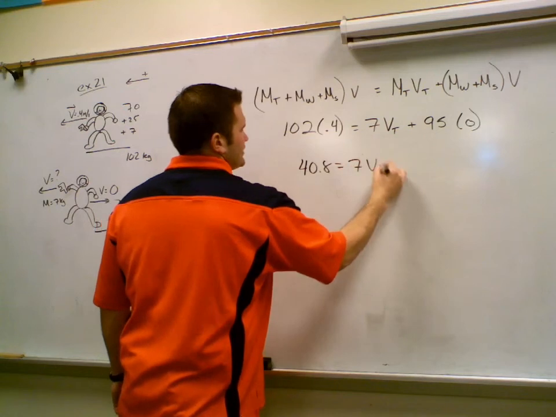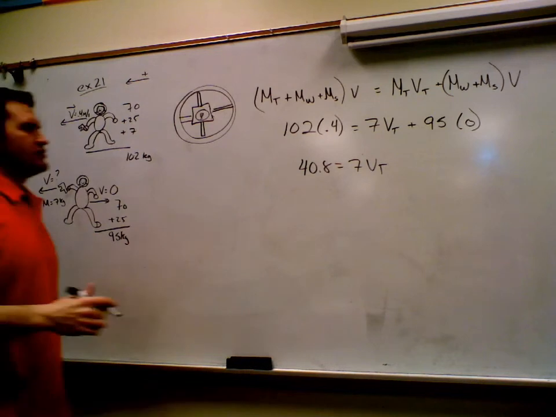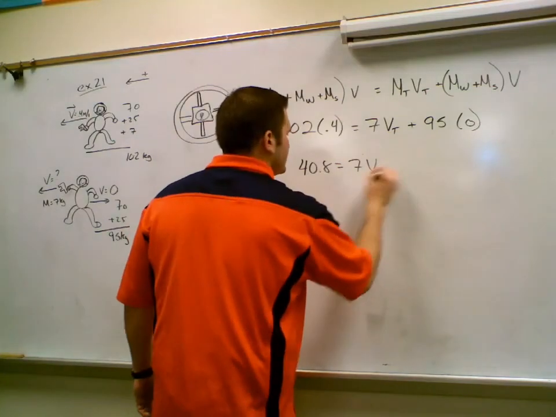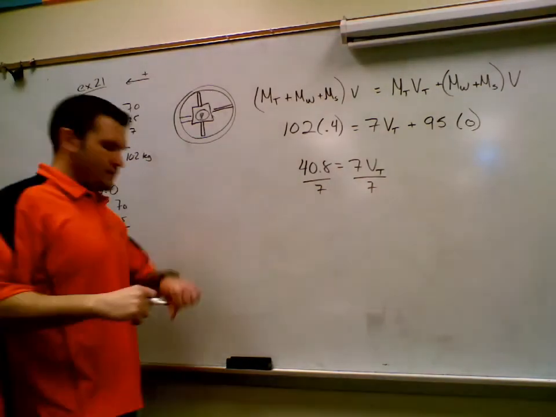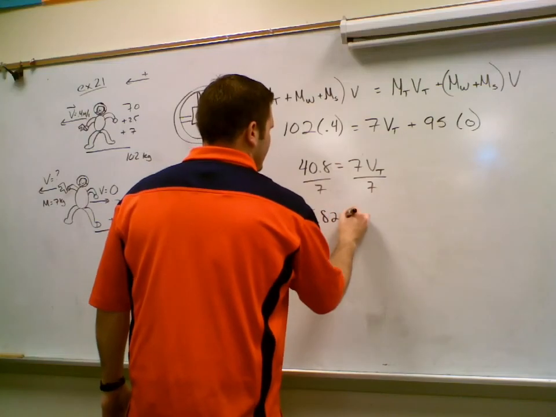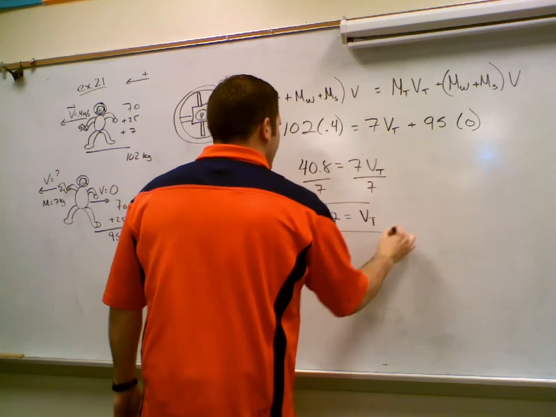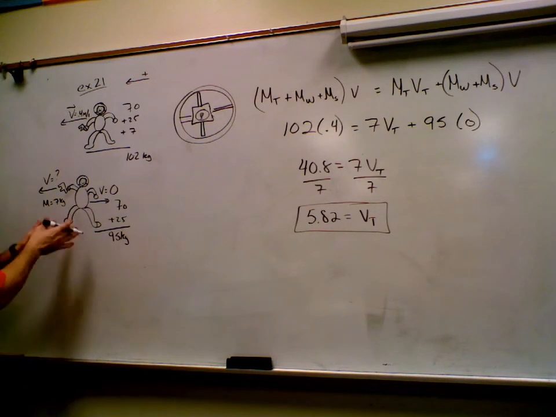Equals 7 VT, right? So what do we do now? Divide by 7. 40.8 divided by 7. 5.82. So, if she throws the tool with a velocity of 5.82 meters per second, then this will stop her momentum, right? Then her final velocity will be 0, so she will stop.